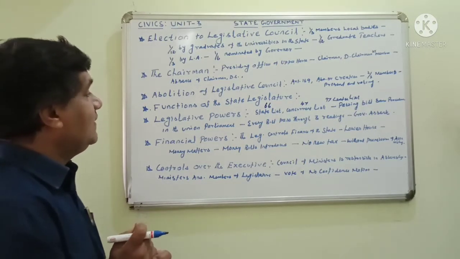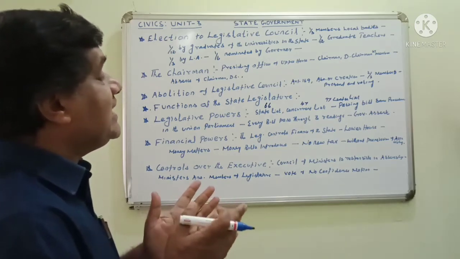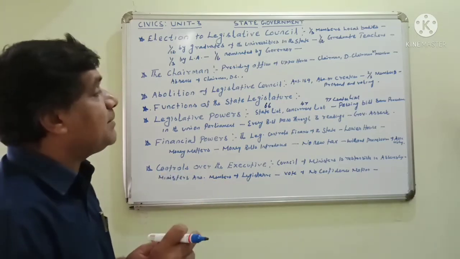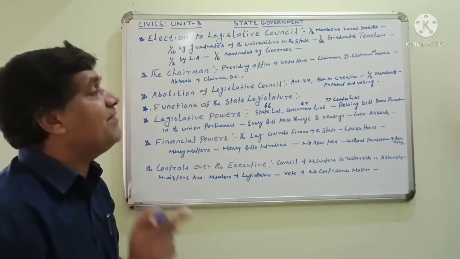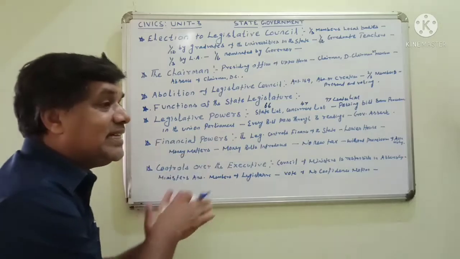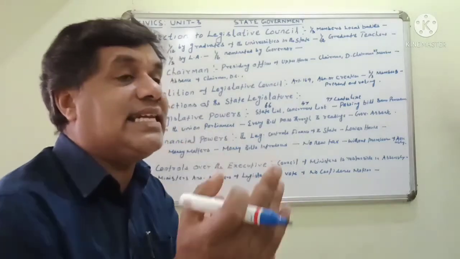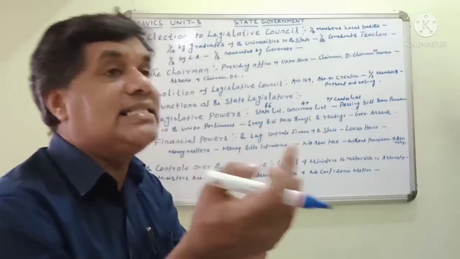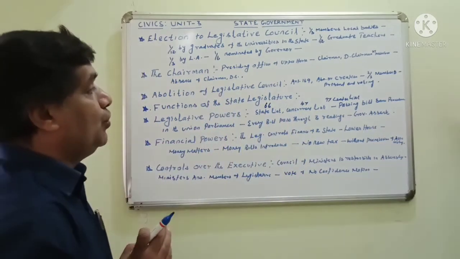Functions of the state legislature: legislative powers. There is the state list, the concurrent list and the central list. The state list consists of 66 subjects, the concurrent list of 47 subjects and the central list of 97 subjects. The state legislature is suitable for only the state list and the concurrent list. The 47 concurrent subjects are common to both the center and the state, so the state legislature can legislate on them too.